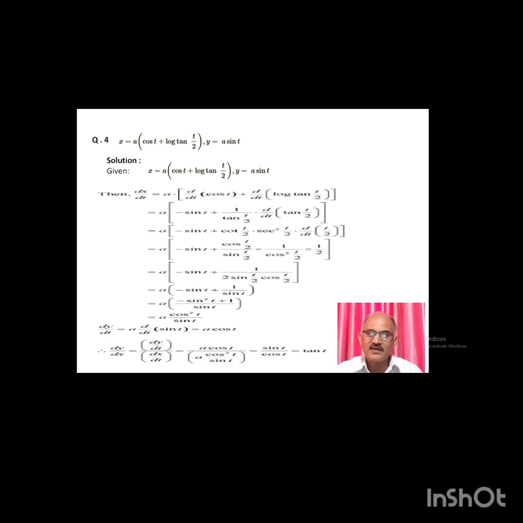So therefore tan t by 2 derivative is sec square t by 2. And finally differentiate t upon 2 also, which is equal to 1 by 2. T upon 2 derivative is 1 by 2. So therefore dx upon dt is equal to a, within bracket write minus sin t plus 1 upon sin t. How we got sin t? Actually log tan t by 2 derivative is 1 upon tan t by 2 into sec square t by 2 into half, and simplifying that we get 1 upon sin t. So dx upon dt is equal to a and within bracket minus sin t plus 1 upon sin t.